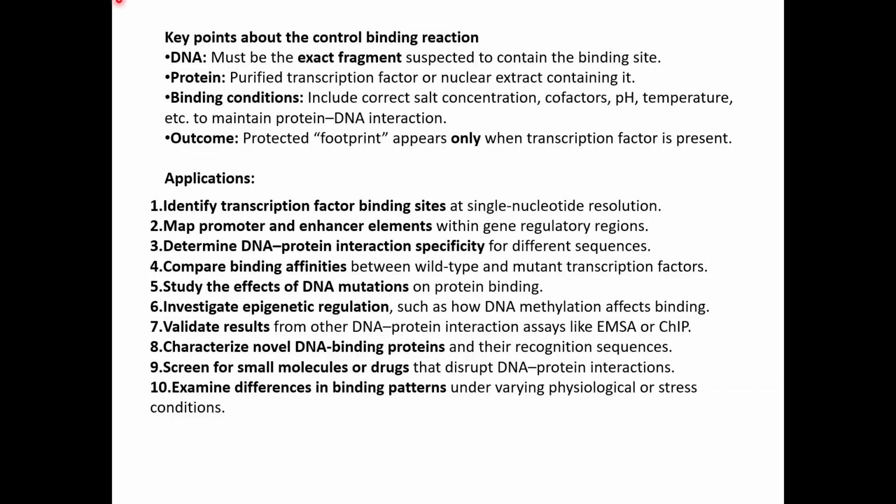So the key points about the control binding reaction are: the DNA must be the exact fragment suspected to contain the binding site; the protein, either purified transcription factor or nuclear extract containing it; and binding conditions should include correct salt concentrations, that is your buffers, along with your cofactors, proper pH, temperature, etc., to maintain the protein-DNA interactions. So basically, your outcome is a protected footprint, which appears only when your transcription factor is present.